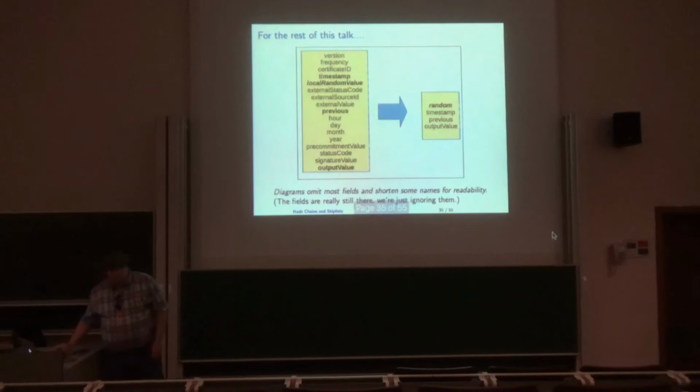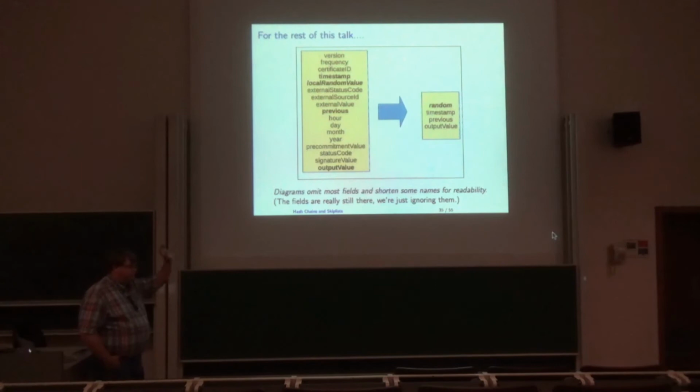So in order to go forward, this is an illustration of the whole pulse, right? This has too many fields. If I try to put this all on the board, it won't be readable. So I'm just going to, without any further discussion, omit most of the fields from my representation, and I'm going to shorten a couple names. And I just want to be clear, the fields are still there. I'm talking about whole pulses here, even though I'm only showing maybe one field or just a couple fields at a time. So I'm doing this just for readability.